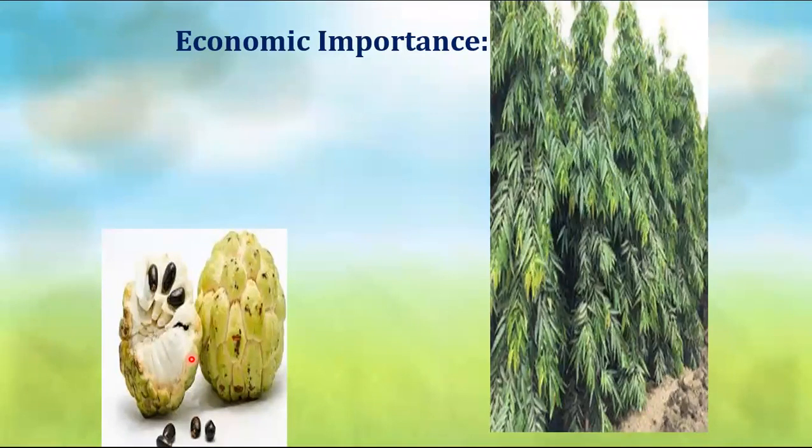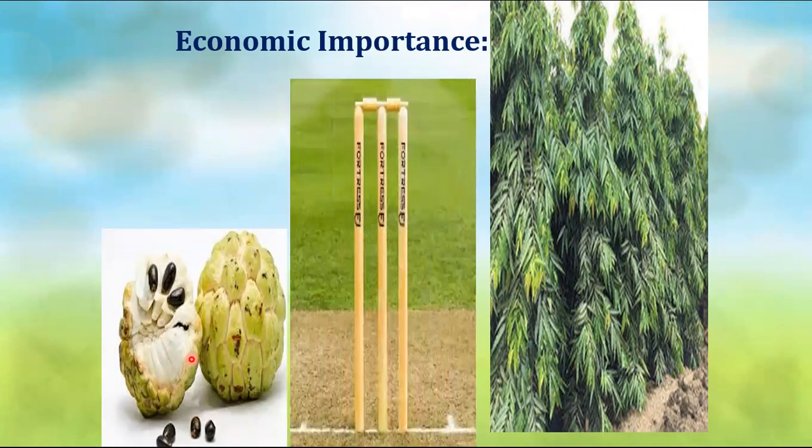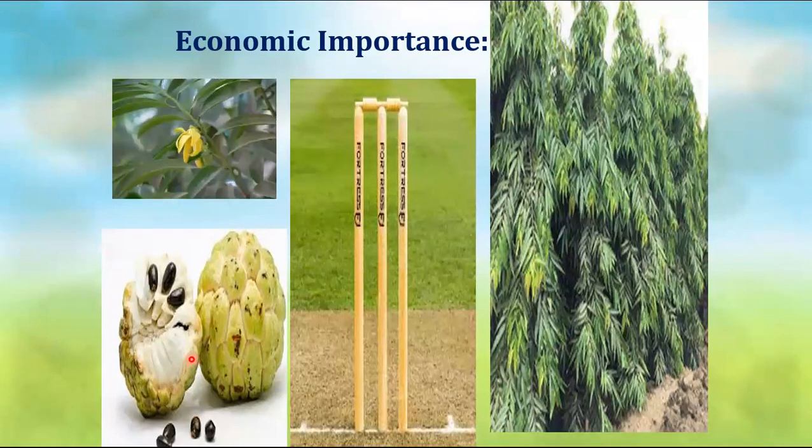The second plant is the Ashoka tree. The Ashoka tree is useful for ornamental purposes, for the beautification of nature. The stem and wood of the Ashoka tree are completely erect, so they are useful for making cricket stumps. Some flowers, that is Artabotrys flowers, are very scented, so they are used for perfume preparation.